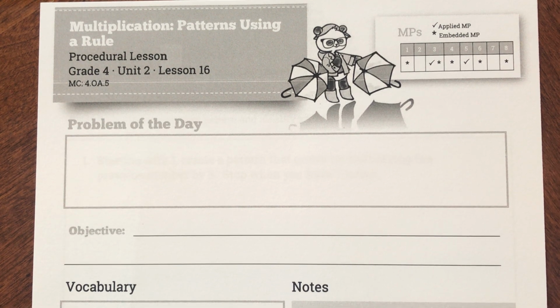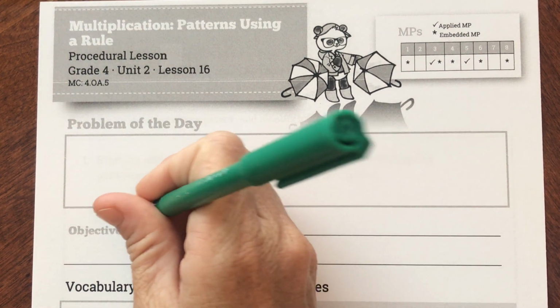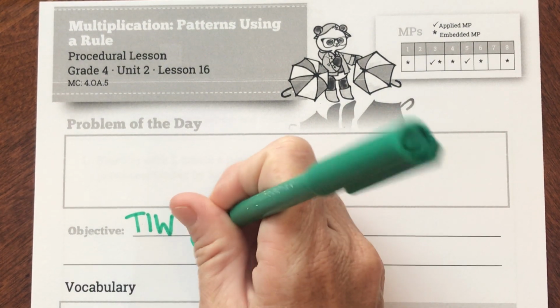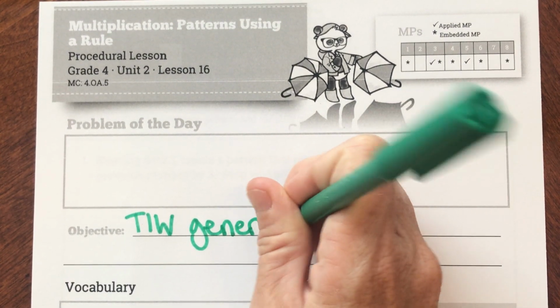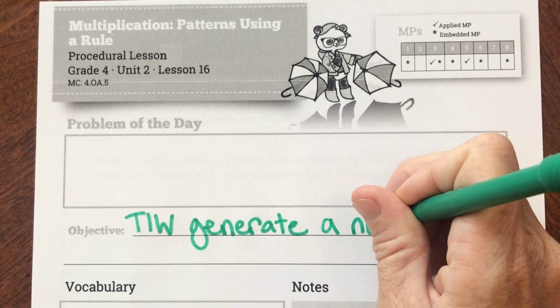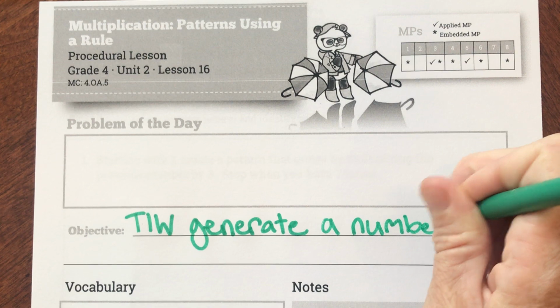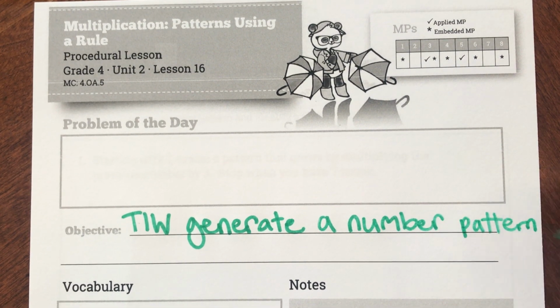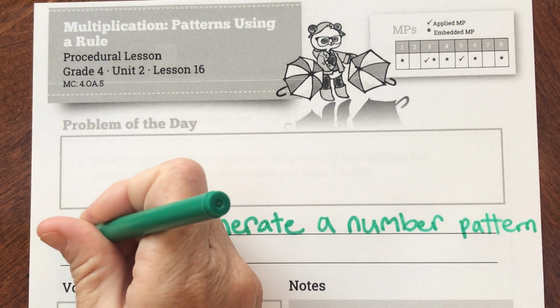Today we are on page 163, and our objective for today is: today I will generate a number pattern following a given rule.